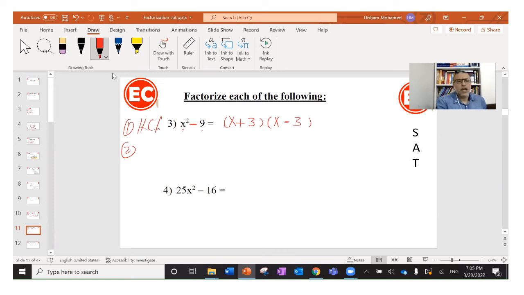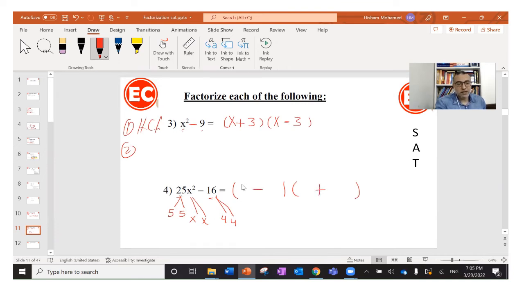That's it. For number 4, 25x squared minus 16. 25 and 16, there is no highest common factor. And 25 is 5 by 5. And the x squared is x by x. And 16 is 4 by 4. So now it's a difference of 2 squares. Open 2 brackets. One of them is negative and the other is positive.